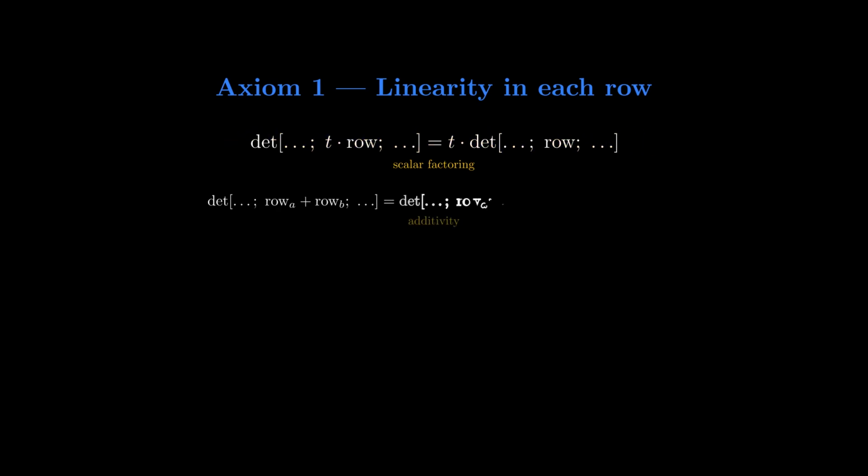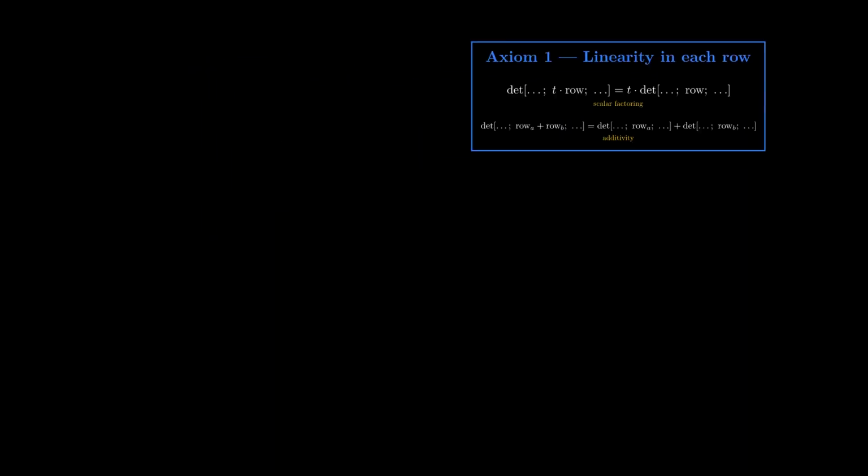Axiom 1. The determinant is linear in each row. This means 2 things. First, if you multiply a single row by a scalar t, the determinant picks up that factor of t. Second, if one row is the sum of 2 row vectors, row A plus row B, then the determinant splits into the sum of 2 determinants, one with row A and one with row B. Crucially, all other rows stay fixed during this.